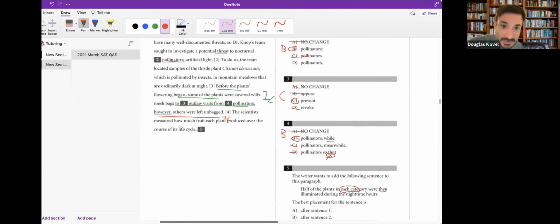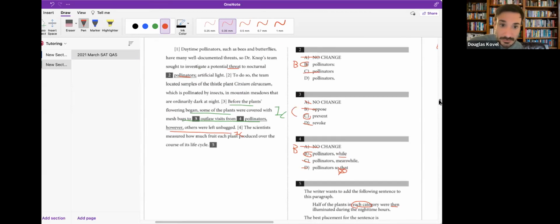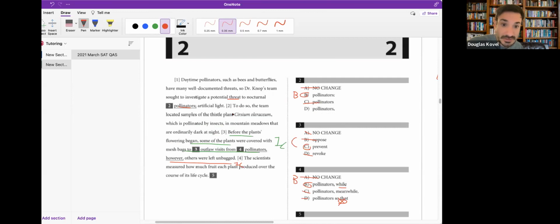So just for time's sake, I'll try to breeze through a little bit reading through this. The first sentence basically just talked about the problem that Dr. Knopp's team wanted to investigate. So that's a solid introductory sentence. My second sentence, "to do so," tells you how she located samples of this plant. So you see that logically builds off of sentence 1 because "to do so" refers to how she investigated the threat. So far it seems to be flowing very nicely. And we were introduced to the plant she collected. We still haven't really learned about the 2 categories though.